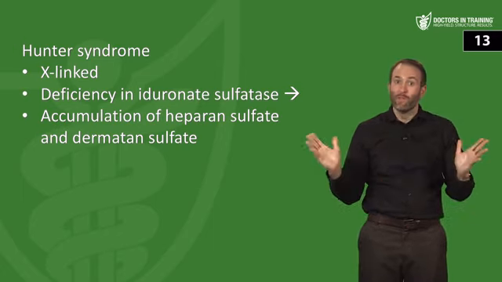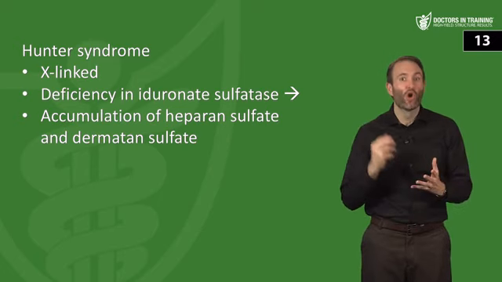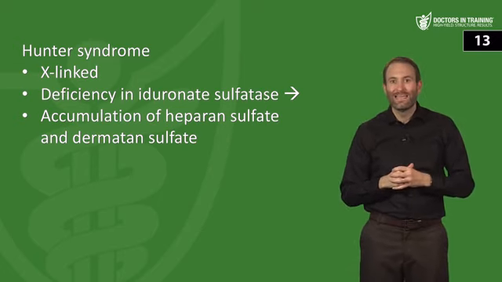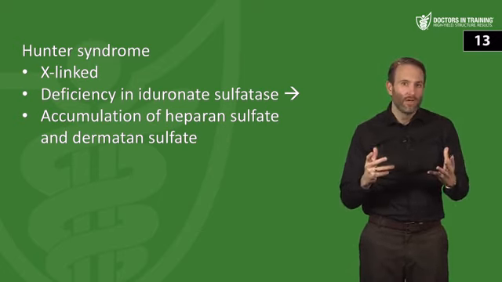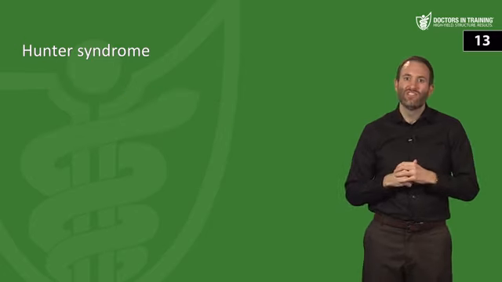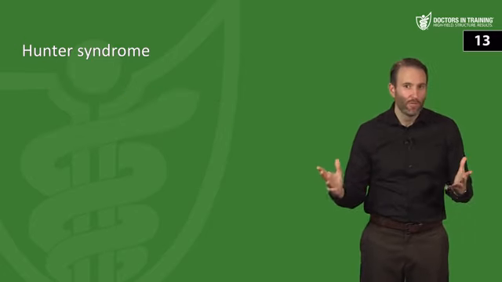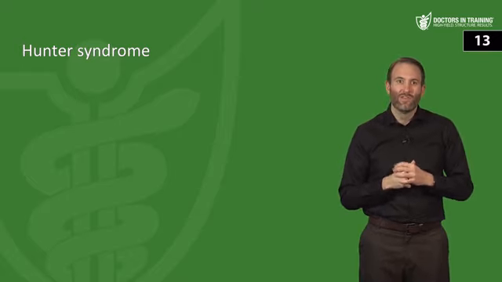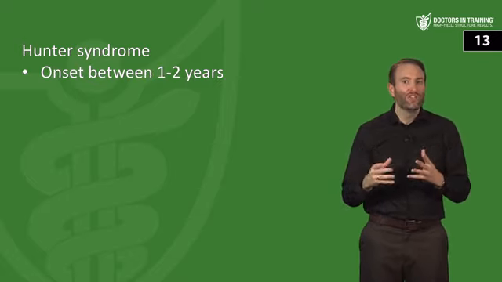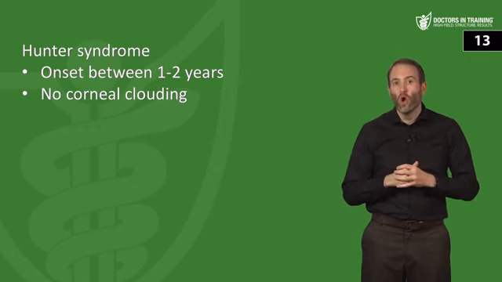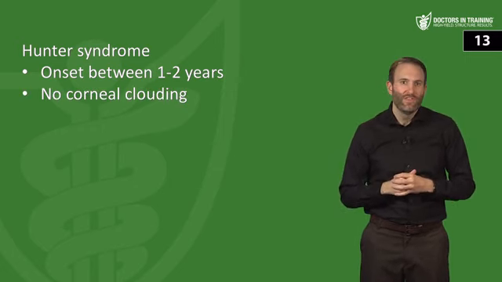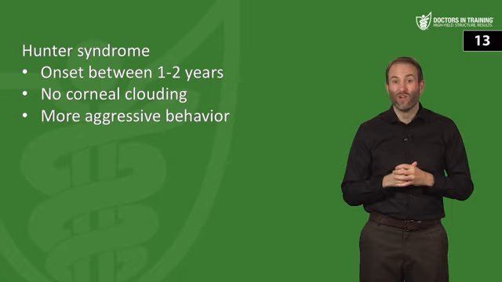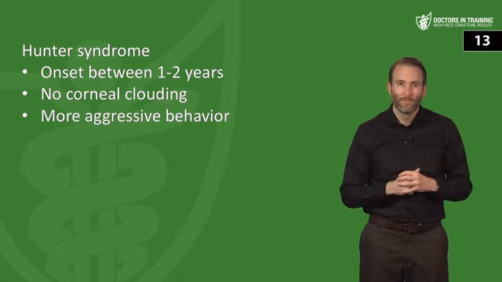Now, that should look pretty familiar because it's the same substrates for Hurler syndrome, but realize that the enzyme deficiency is different from Hurler. Now, Hunter syndrome is generally speaking just a milder form of Hurler syndrome. Now, there is a later onset where the symptoms begin between the ages of 1 and 2 years, and there's no corneal clouding with this one. And these patients also tend to have more aggressive behavior as well.